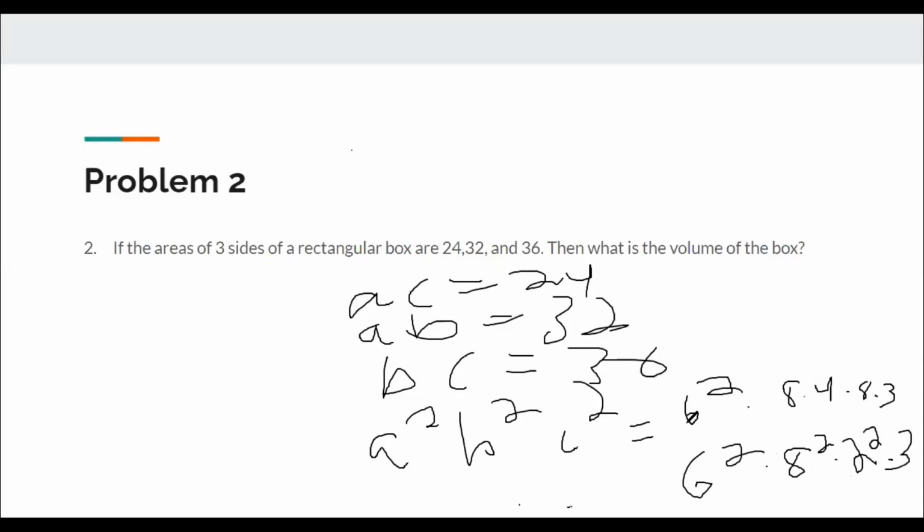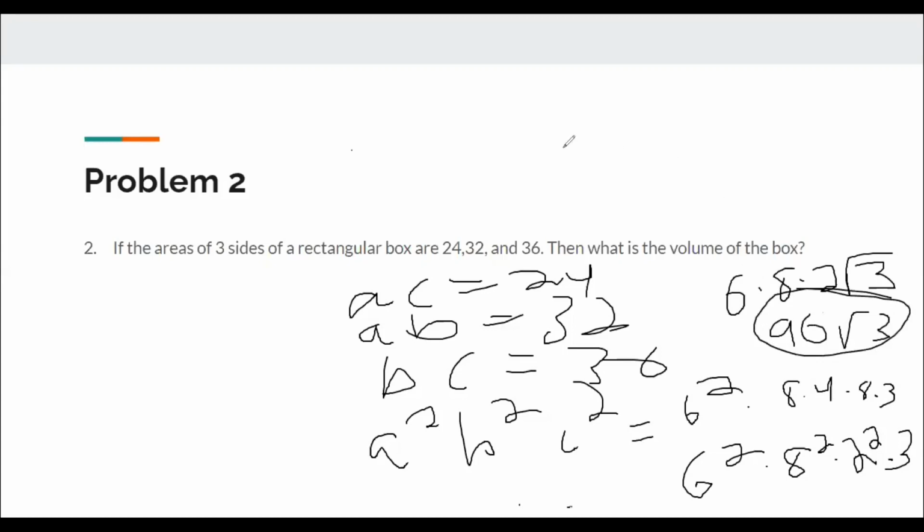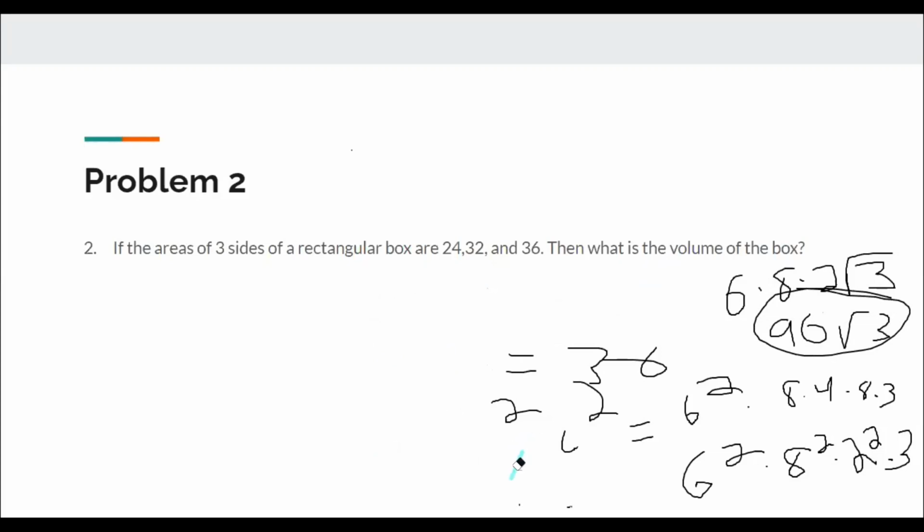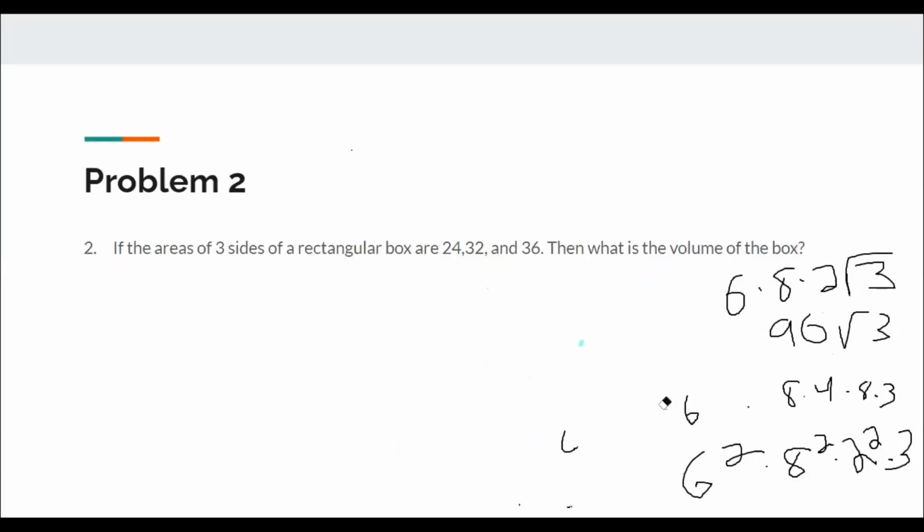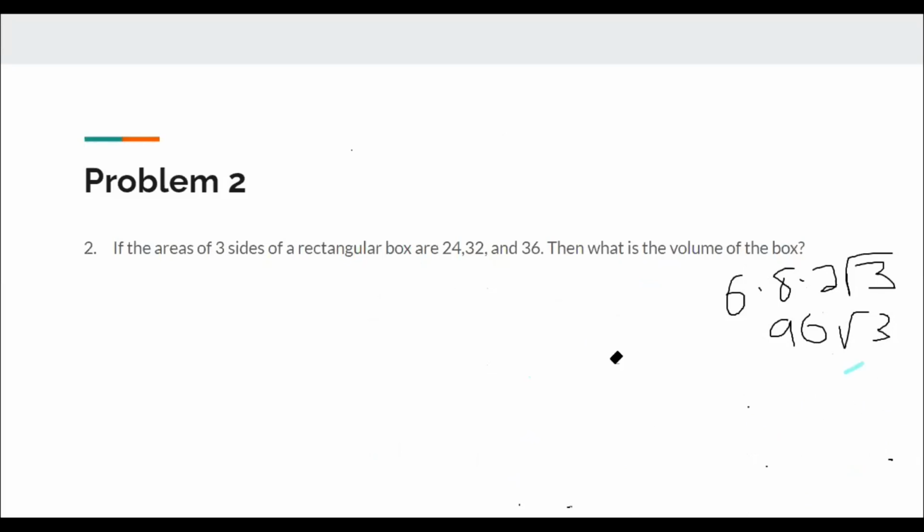So you want to find out the volume of the box. The volume of a rectangular box is ABC. So you just take the square root of this. You're going to get 6 times 8 times 2 times root 3. That's your answer. So this is just going to be 96, yeah, 96 root 3. So it looks like it's geometry, but that was just algebra. You just had to know some basic stuff about the volume of a rectangular box is ABC. That's it.